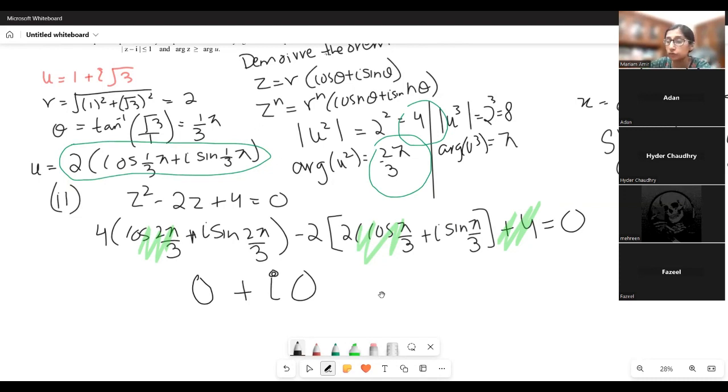Let's check that. So 4 times sine 2 by 3 pi minus 2 times sine pi by 3. This should be 0. Root 3 आ रहा है. 4 sine 2 by 3 pi minus 2 sine pi by 3. Why is that under root 3? That is very strange. नहीं आना चाहिए. Let me check.